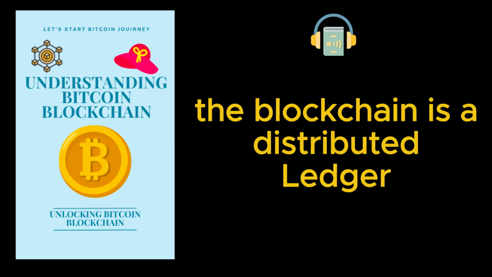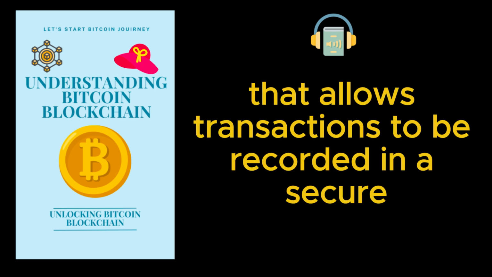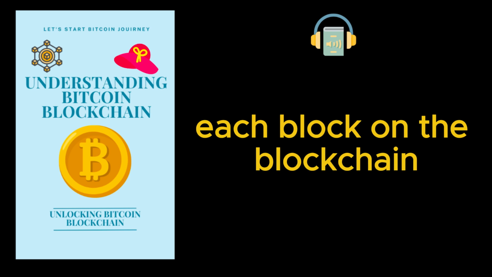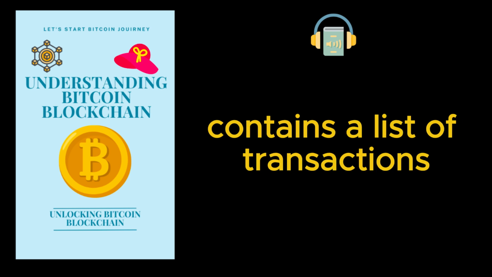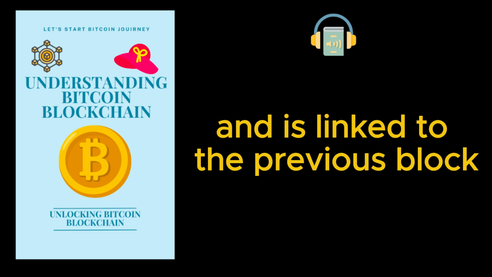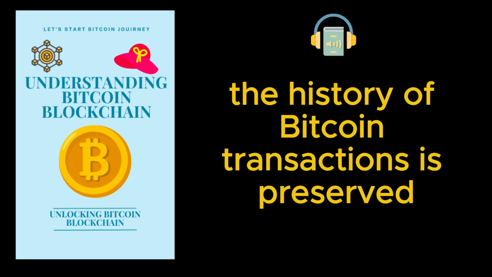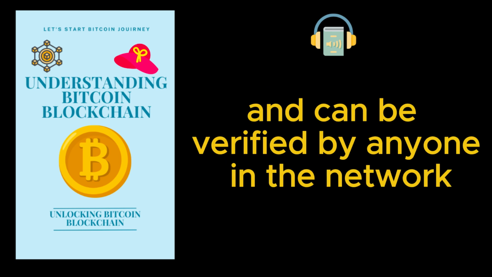The blockchain is a distributed ledger technology that allows transactions to be recorded in a secure, transparent, and immutable manner. Each block on the blockchain contains a list of transactions and is linked to the previous block, forming a chain. This technology ensures that the history of Bitcoin transactions is preserved and can be verified by anyone in the network.